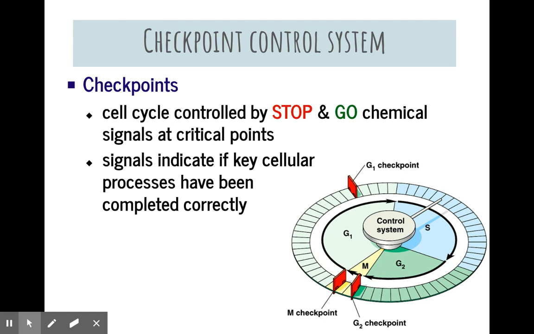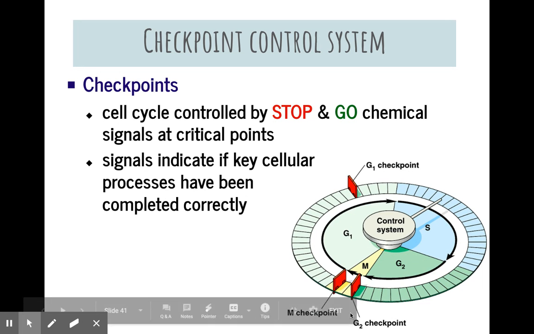These checkpoints control the cell cycle. The cell cycle is controlled by stop and go chemical signals at critical points. These signals indicate whether key cellular processes have been completed correctly. Notice that we have a G1 checkpoint, a G2 checkpoint, and a mitosis checkpoint.